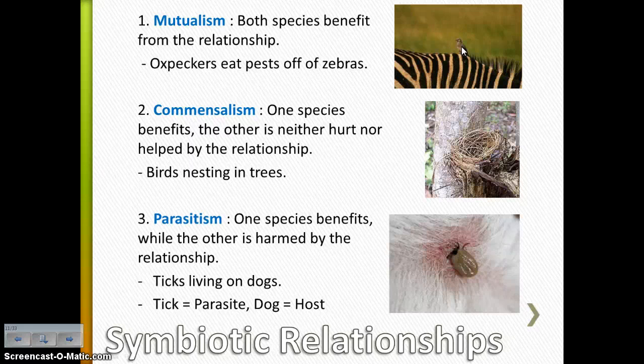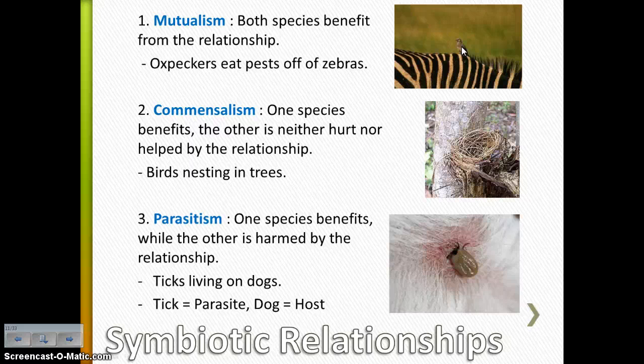Commensalism, a happy face and a straight face. This is where one species benefits and the other doesn't benefit from the relationship, but it's also not hurt from the relationship. So that's our straight face. So this would be an example of a bird putting a nest and laying eggs in a tree. The bird is benefiting because they're getting a nice protected space for their offspring to grow and develop, while the tree doesn't care whether the bird's nest is there or not. It doesn't take nutrients away from them or anything like that. So that would be an example of commensalism, happy face, straight face.